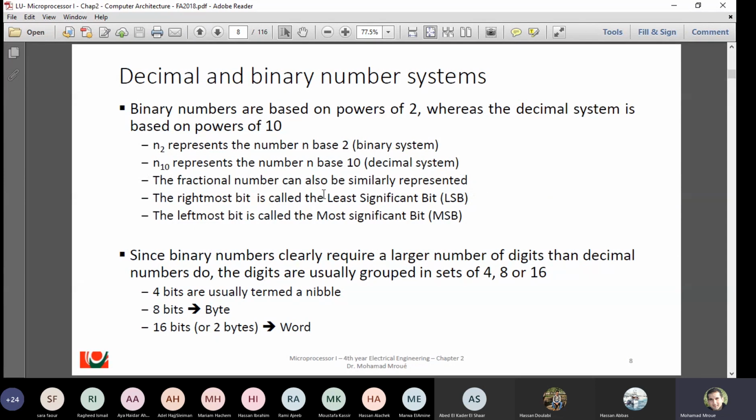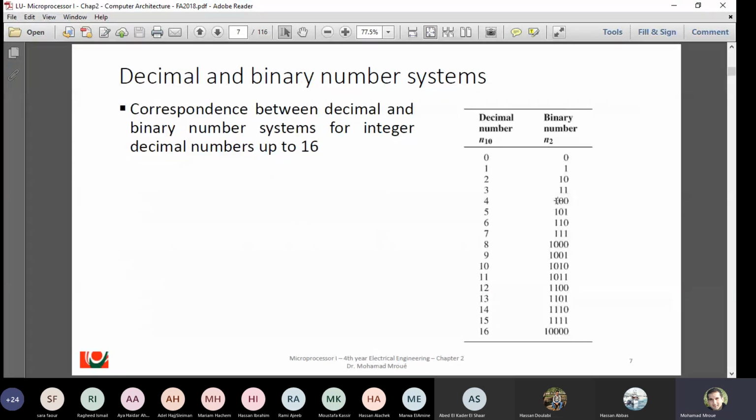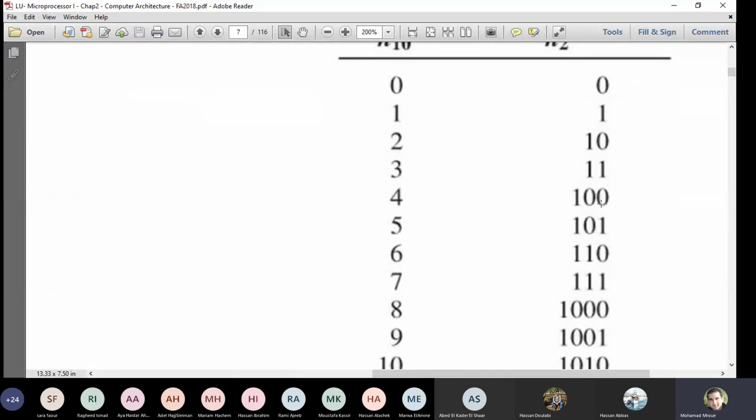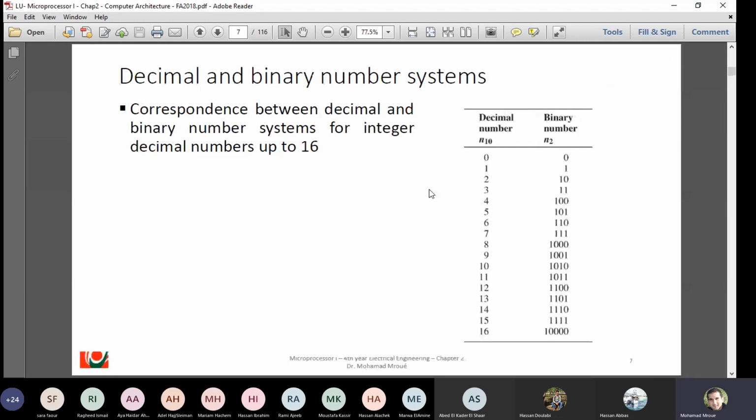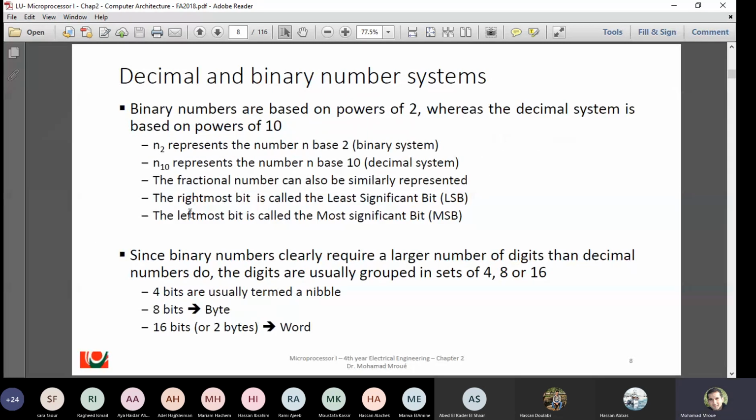The rightmost bit is called the least significant bit. Okay? For example, if I take 1 0 0, the zero here is the rightmost bit, which is the least significant bit, and its power is 0. The leftmost bit here is the most significant bit. Its power, for example, here is 0 1 2. So the leftmost bit is called the most significant bit, MSB.